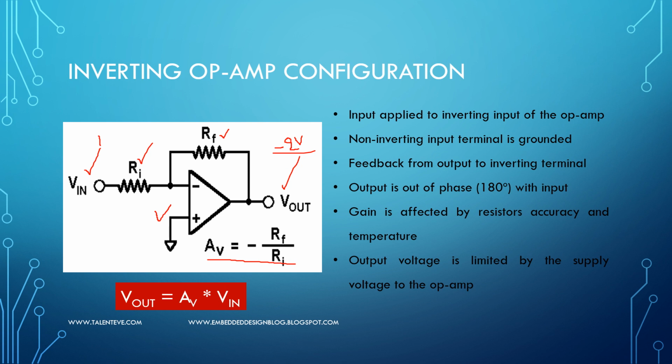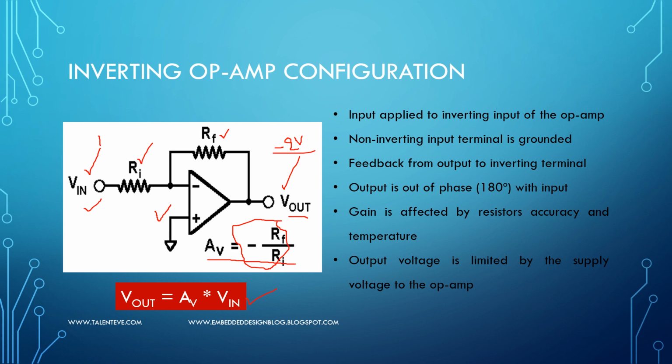Now the output is given by this gain multiplied by the input. So that is what we represent here. So this is how an inverting op amp description looks like.